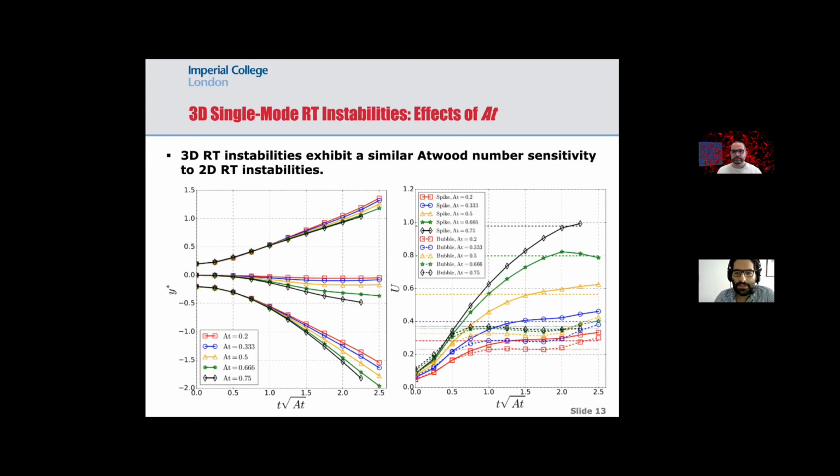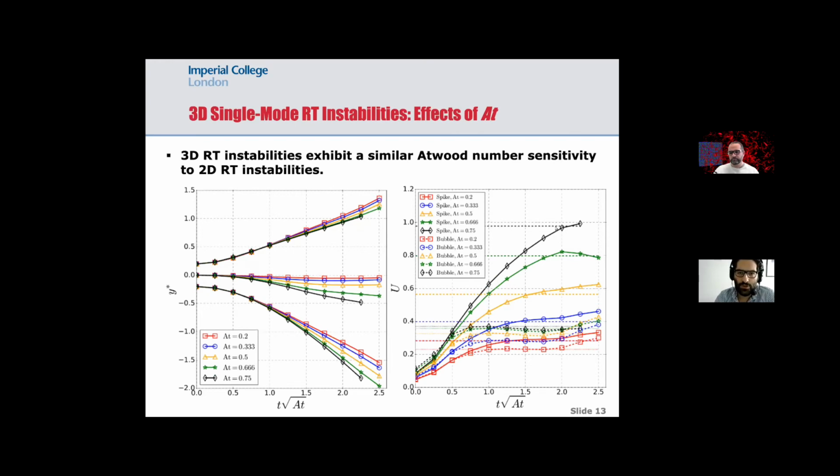And then we study the effect of the Atwood number. Again, we see the same behavior as we saw for the 2D cases, with the addition of the saddle point, which behaves in a similar trend as the spike. Again, the velocities for most cases reaccelerate for the bubble and the spike, except for those 2 cases that don't, because they reached the bottom of the domain within the length that we studied.